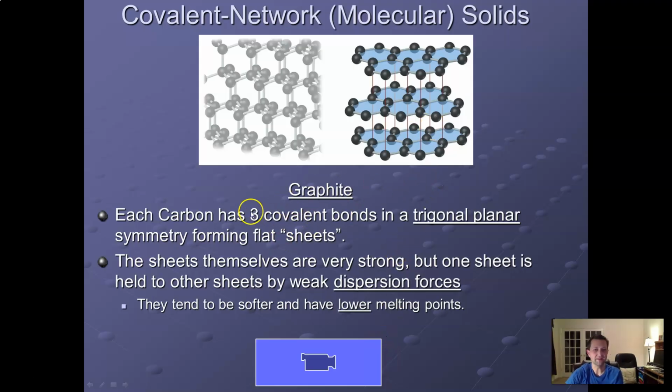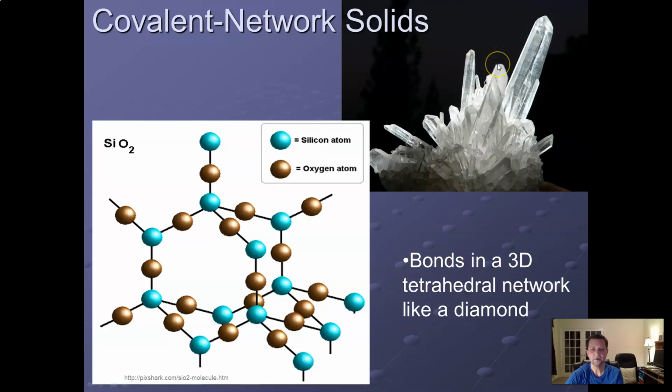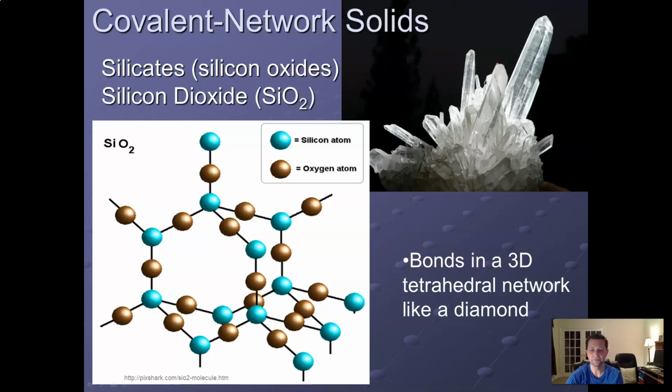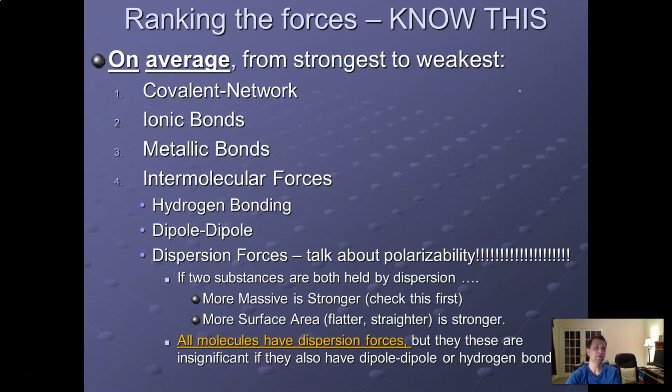So graphite, like I said, has 3 covalent bonds in trigonal planar geometry, which forms flat sheets, and the sheets themselves are very strong. The sheets are highlighted here, but one sheet is attracted to another relatively loosely by dispersion forces. So this tends to be a softer material and have a lower melting point. All right, so here's the last one, covalent network silicon dioxide, SiO2, bonds in a 3D tetrahedral network similar to a diamond, which would give it some structures similar to that of diamond. Okay, that takes care of covalent network.